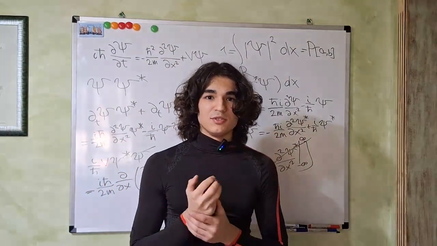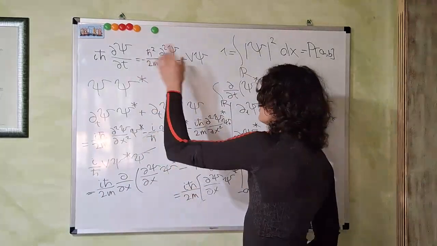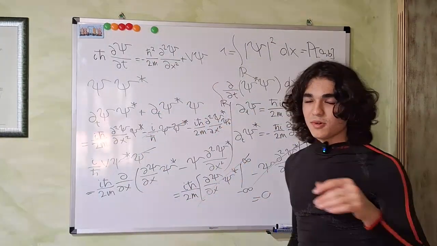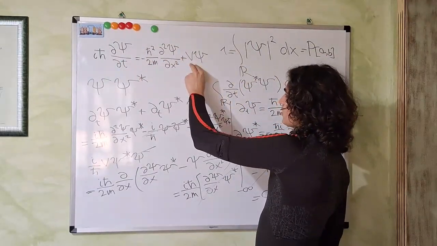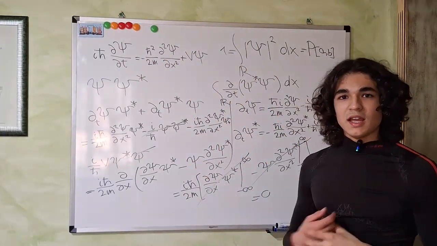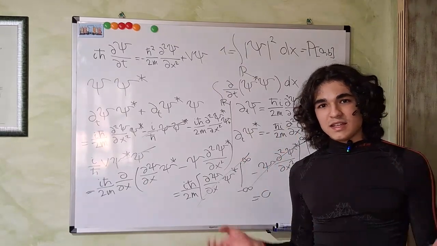Next video, we're going to talk about more interesting concepts, and we're going to solve this equation for some potentials, because it works like this: you give the Schrödinger equation a potential, and you try to solve it. And we're going to see the infinite square well, and also the case of the finite square well.